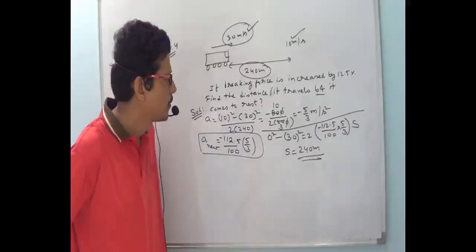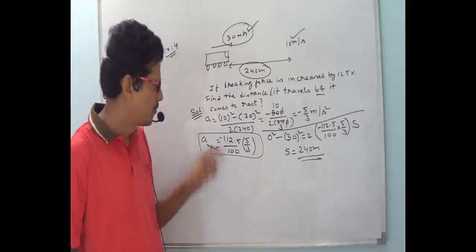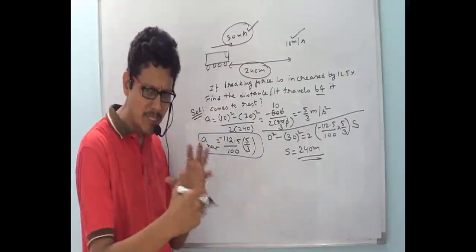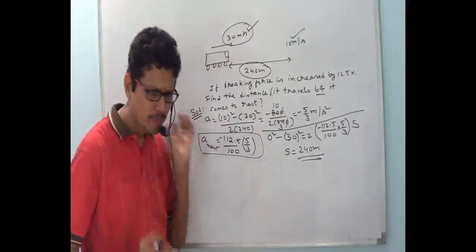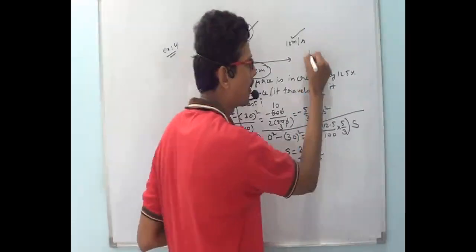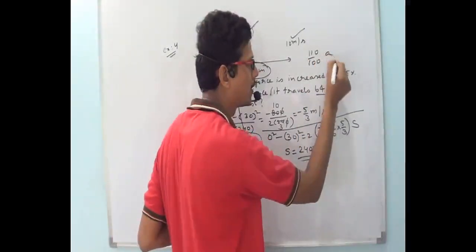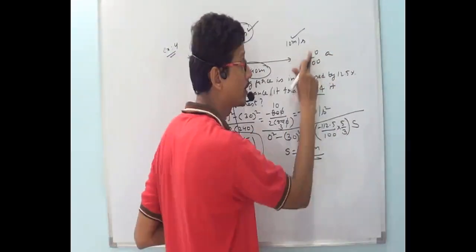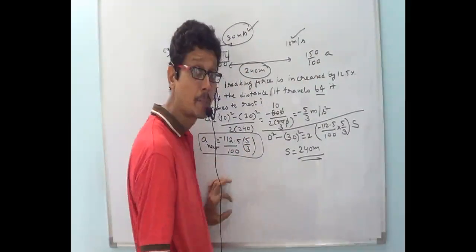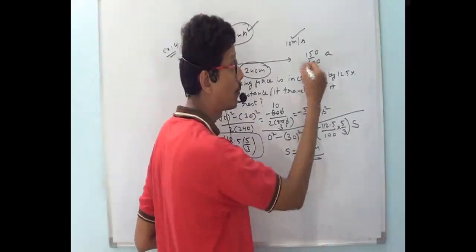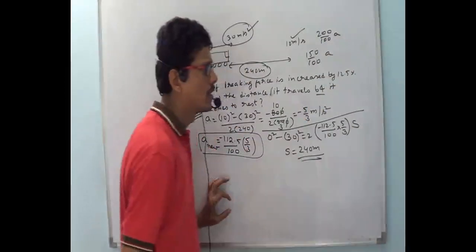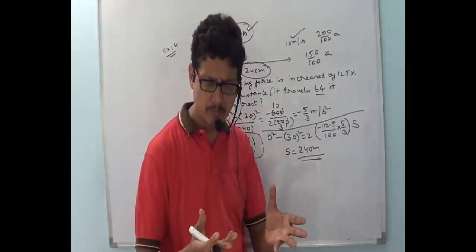Okay, this is easy only. Little tricky, huh? You don't know what is this increased by 12.5, increased by 10%. Now you understood that? Increased by 10% means how you have to write? 110 by 100 into A. Increased by 50% means 150 by 100 into A. Increased by 100% means 100 plus 100, how much? 200 by 100 into A. A has become now 2A.